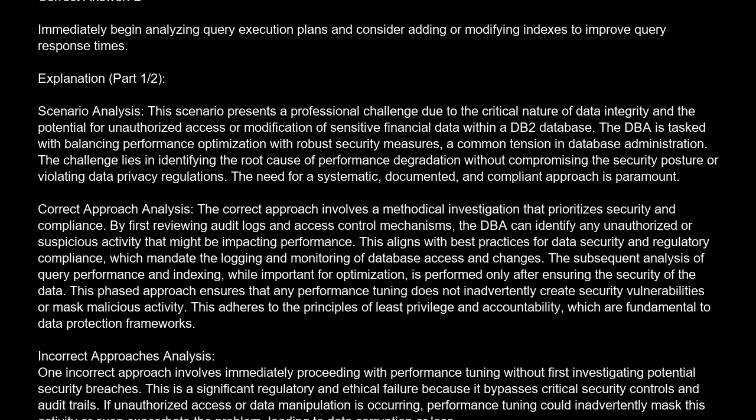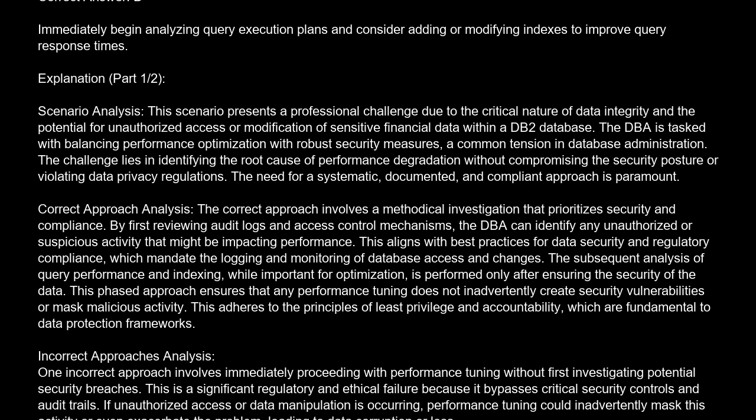Correct approach analysis. The correct approach involves a methodical investigation that prioritizes security and compliance. By first reviewing audit logs and access control mechanisms, the DBA can identify any unauthorized or suspicious activity that might be impacting performance.